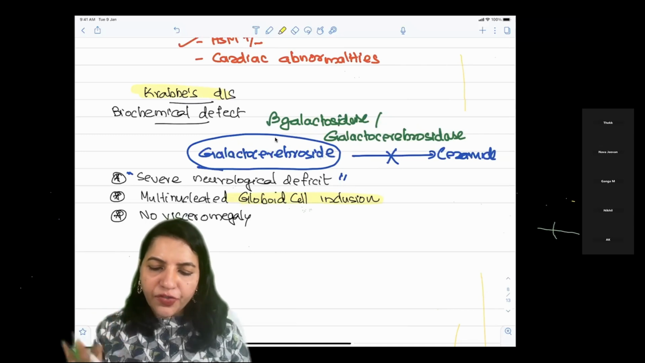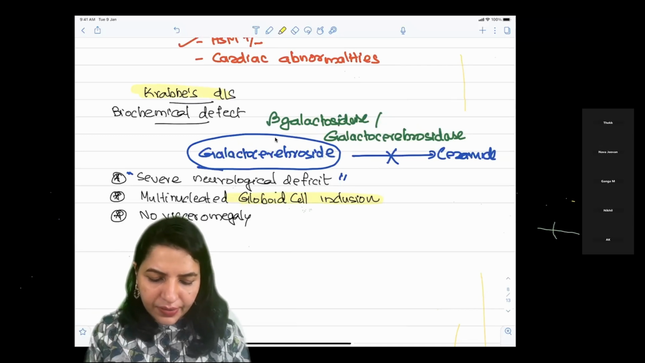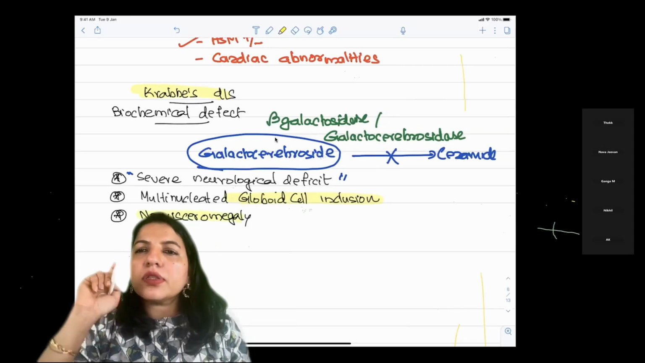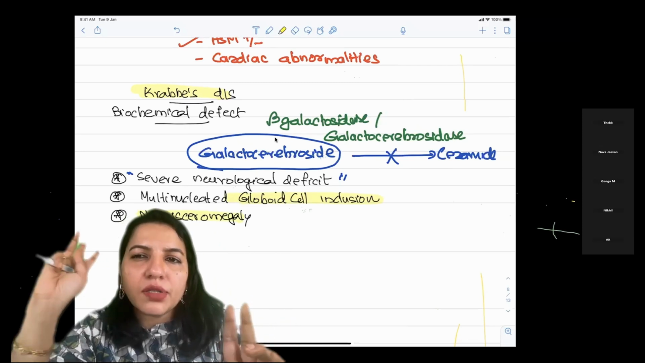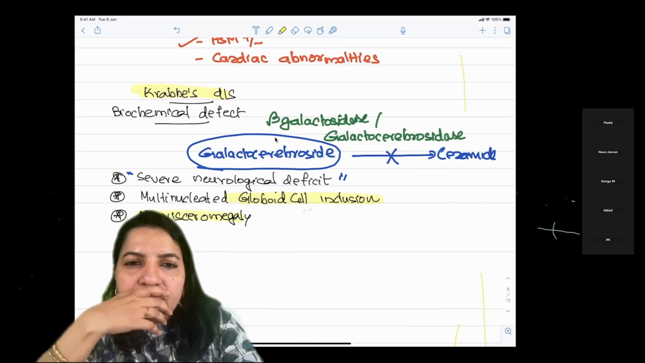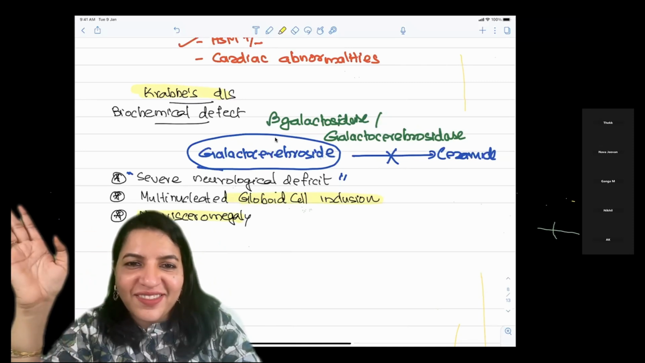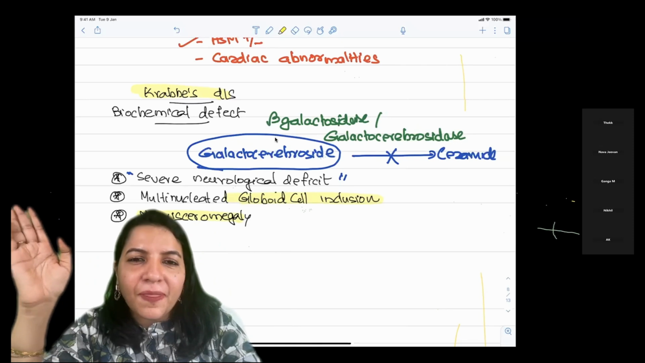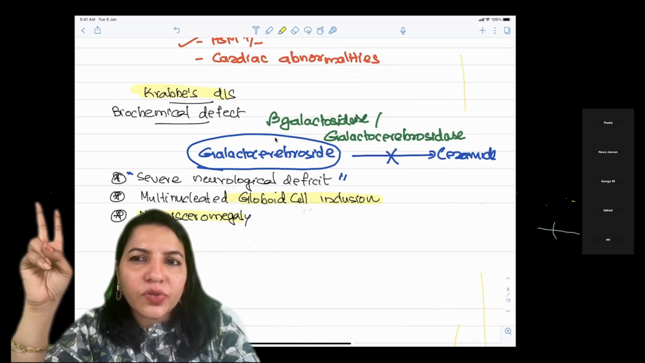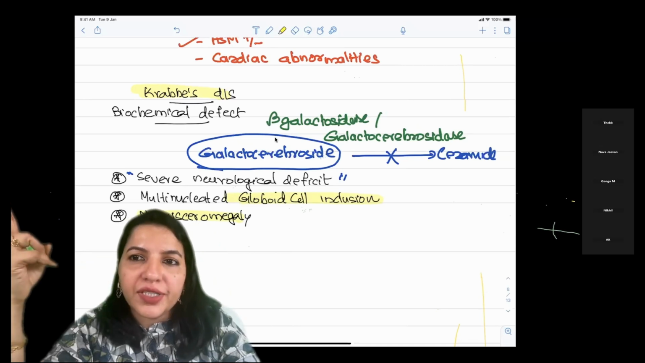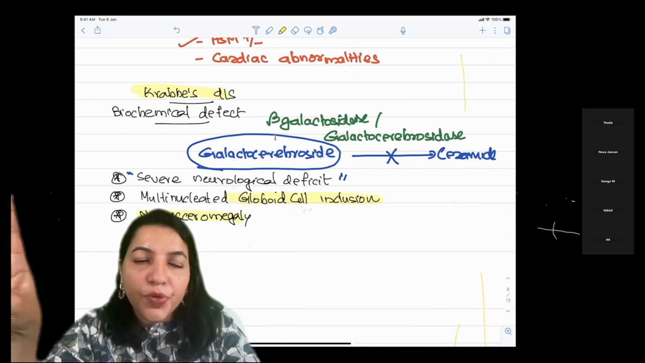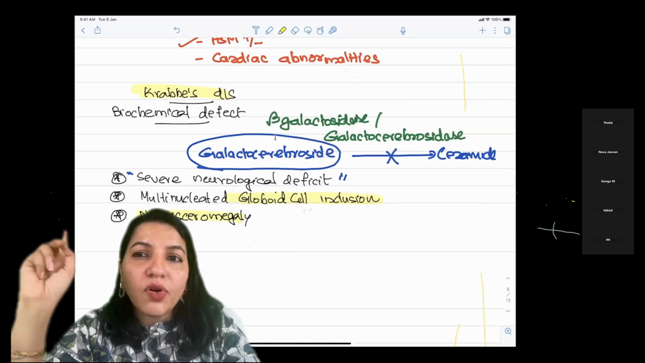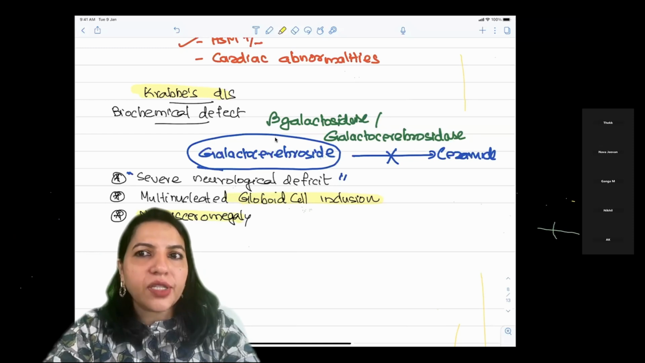Okay. So if I say, just learn 3 points in Krabbe disease, what should come to your mind? Enzyme name is a must: galactocerebrosidase. Number 2, where is it present? That will give neural. So that itself will give you the third point, globoid cell inclusion. And the third point, no visceromegaly. Yes, only 3 points.